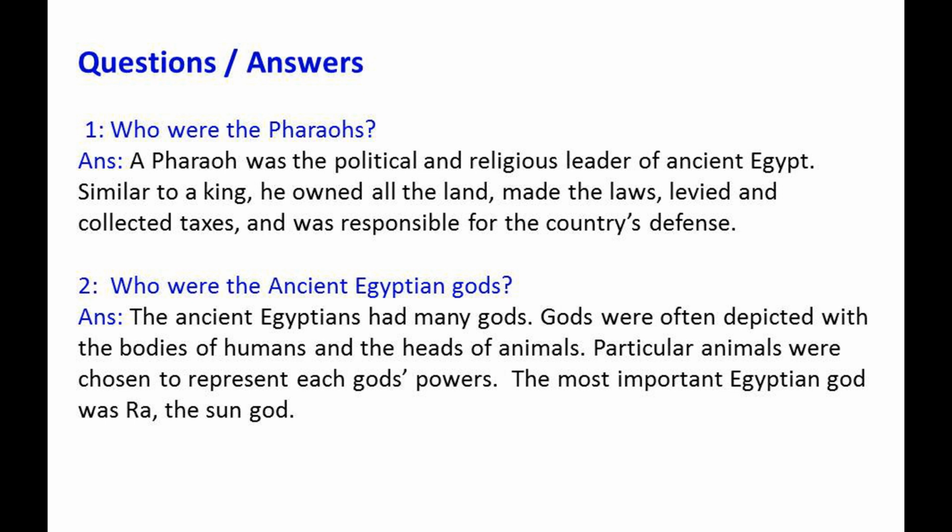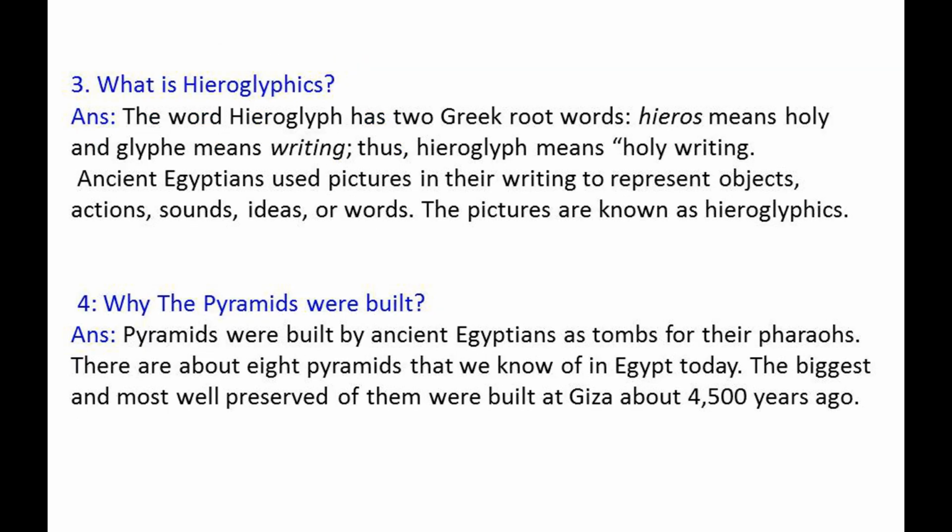2. Who were the ancient Egyptian gods? Answer. The ancient Egyptians had many gods. Gods were often depicted with the bodies of humans and the heads of animals. Particular animals were chosen to represent each god's powers. The most important Egyptian god was Ra, the sun god.